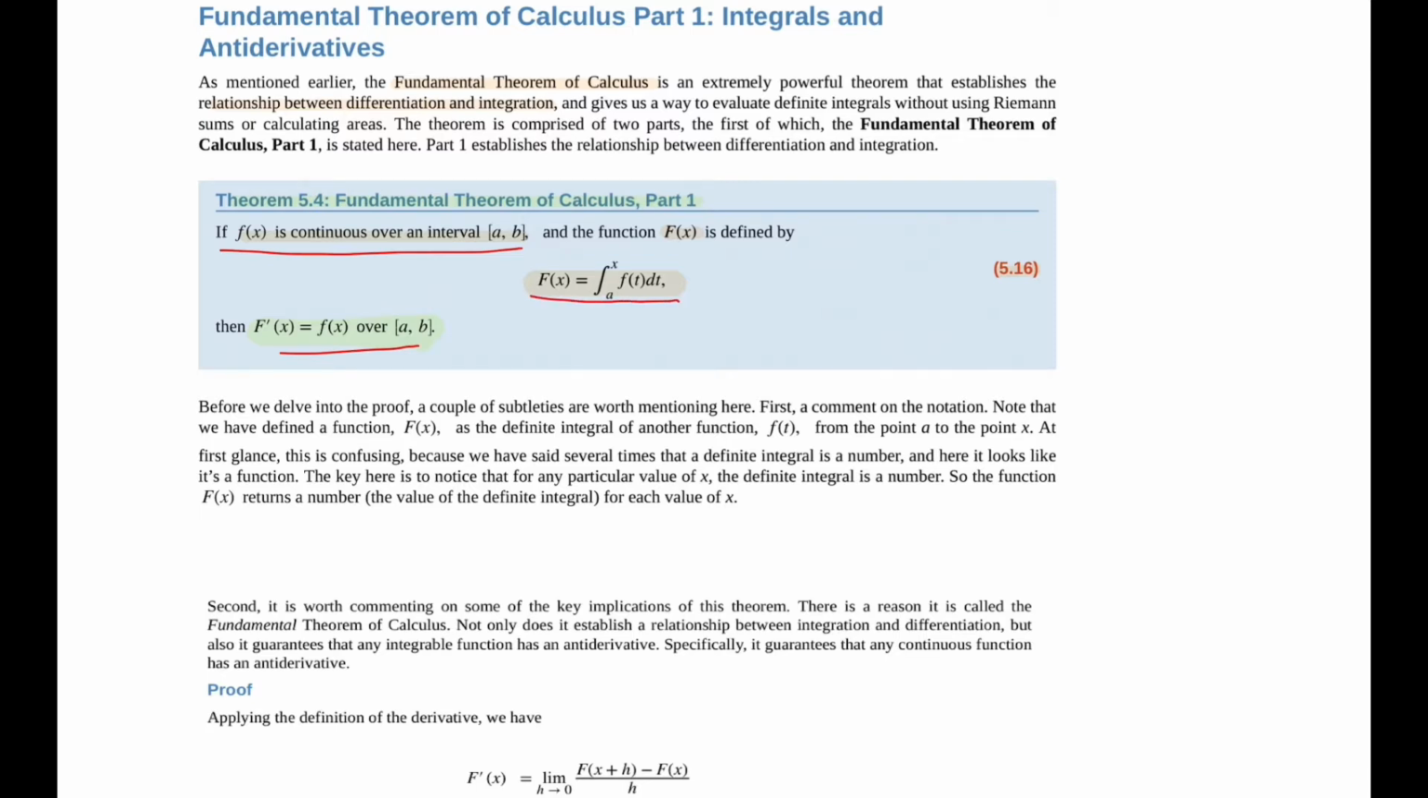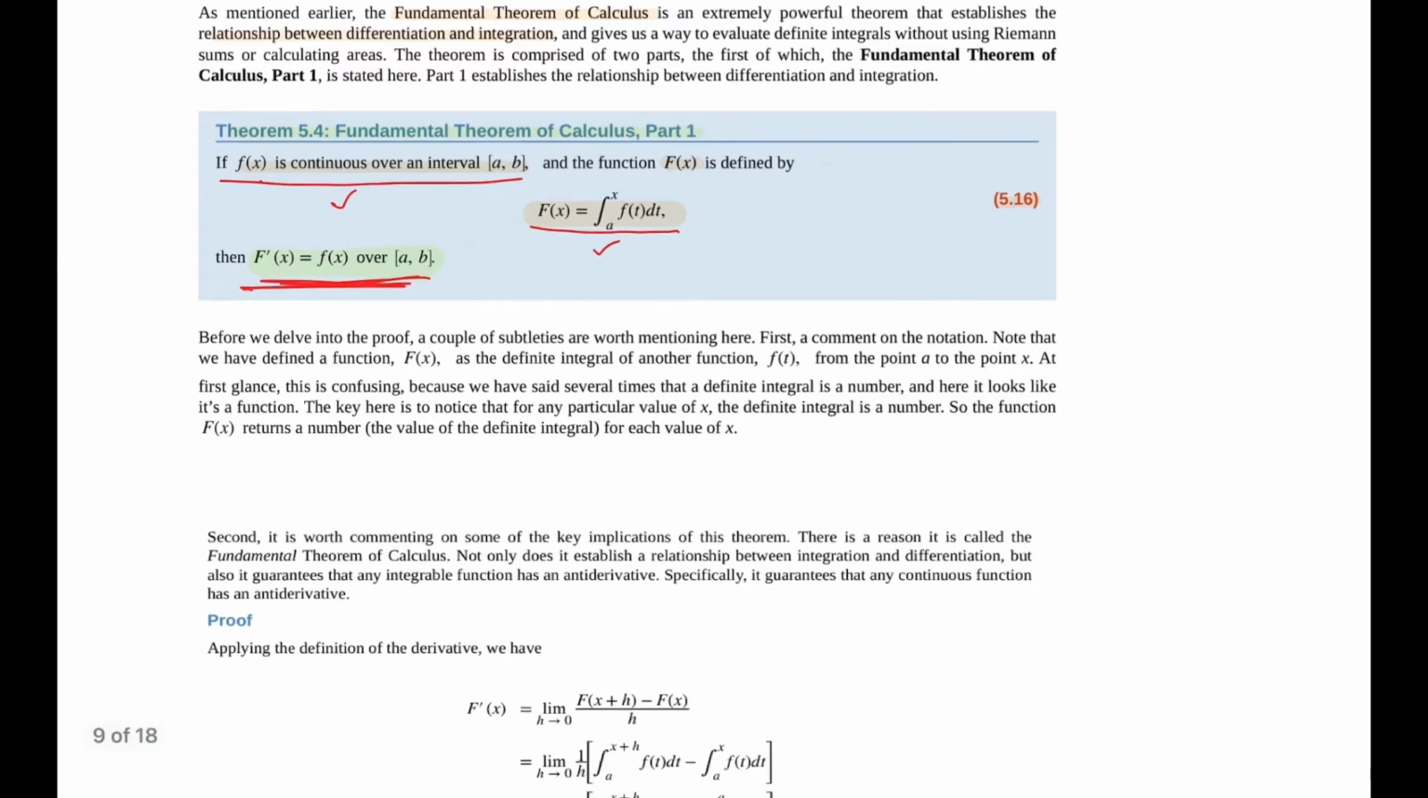Okay? We need another function denoted by big F of x, and that function must be equal to the definite integral of small f of x from a to x. Now, if these two functions hold, then this should be true. Okay, now for us to understand this theorem, we need to go over the proof. We need to study the proof. But before we do that, let us first read what the book tells us.